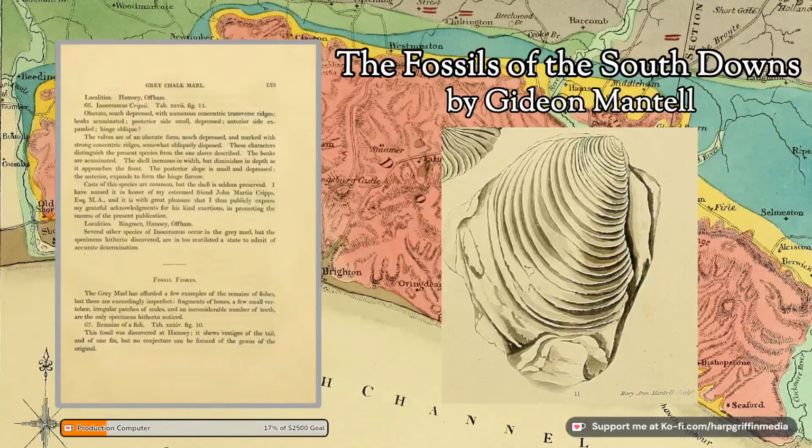66. Inoceramus crispsii. Tablet 27, figure 11. Obovate, much depressed, with numerous concentric transverse ridges. Beaks acuminated. Posterior side small, depressed. Anterior side expanded. Hinge oblique. The valves are of an obovate form, much depressed, and marked with strong concentric ridges, somewhat obliquely disposed.